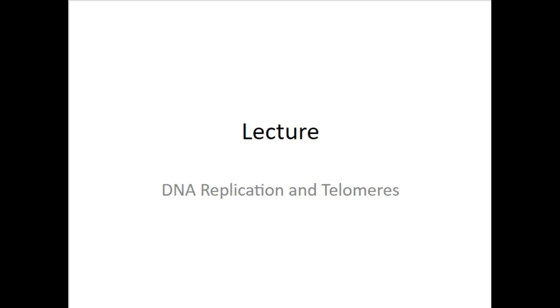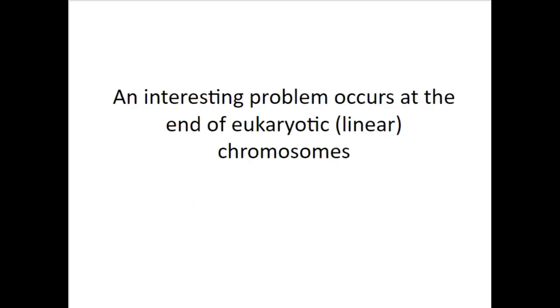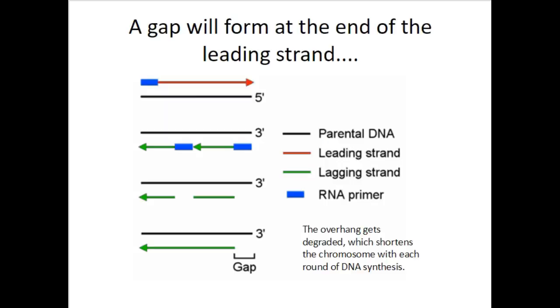Hi, this is Dr. Lauren Launen, and this is the last video in a video set that together comprise a lecture on DNA synthesis in cells. We're going to focus in this last video lecture on telomeres, which address an interesting problem that occurs on the end of eukaryotic chromosomes. Only eukaryotic chromosomes because they are linear, not prokaryotic chromosomes, which are circular.